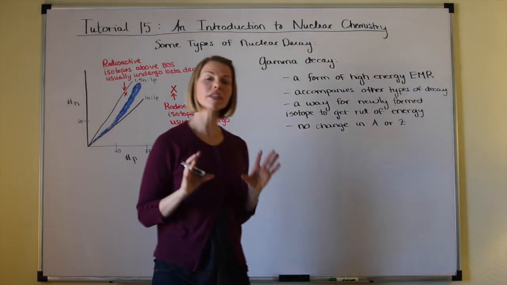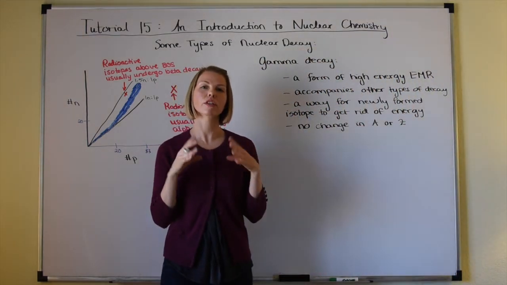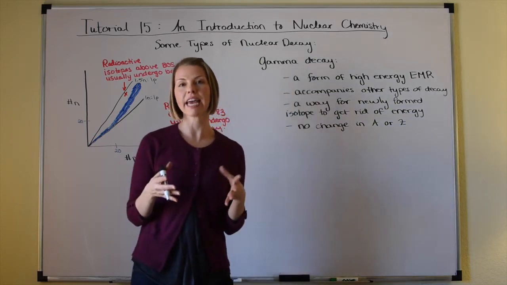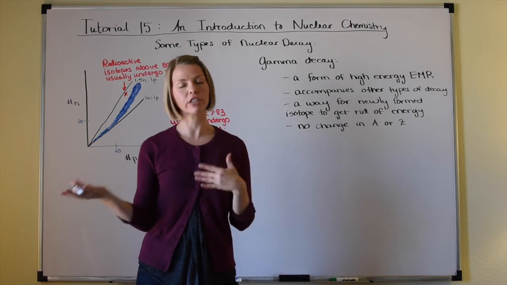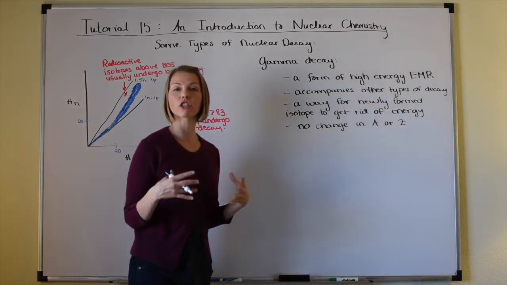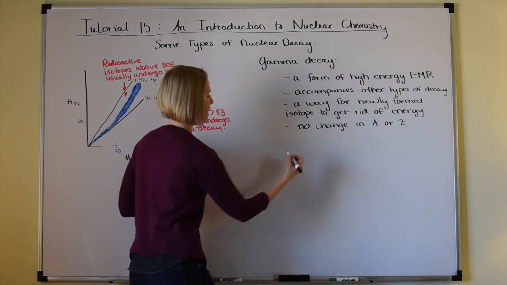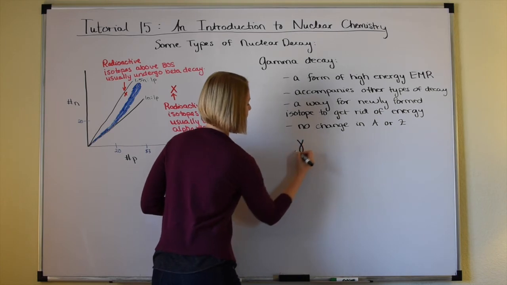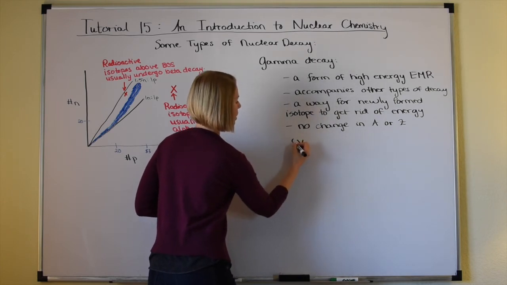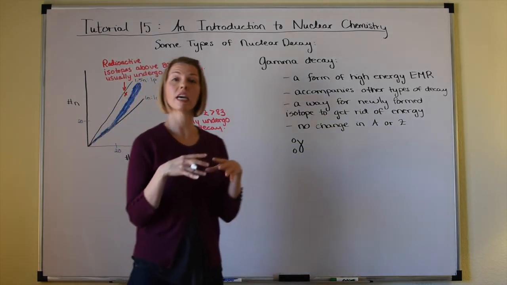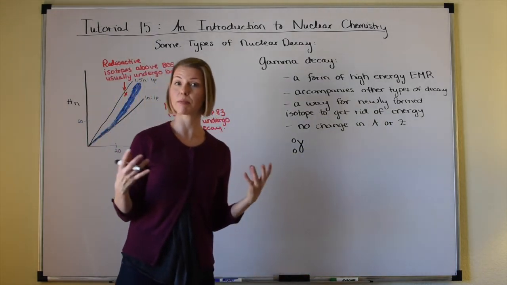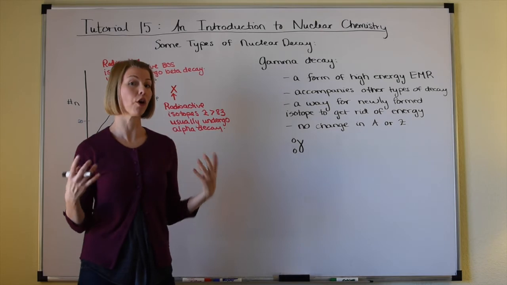Okay, so sometimes textbooks will not indicate gamma radiation in a nuclear reaction. Other textbooks will. So I like to go ahead and show it, and we symbolize it as gamma with a 0 for the atomic number and a 0 for the mass number, because it is just a form of high energy electromagnetic radiation. It is not a particle.